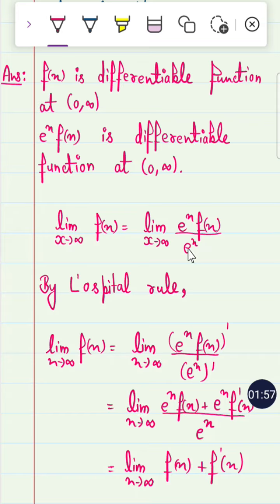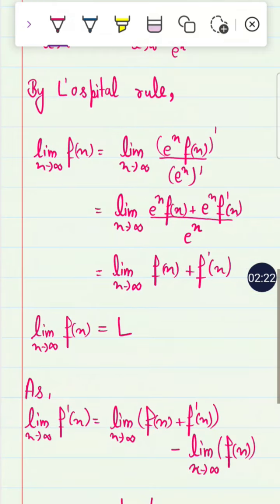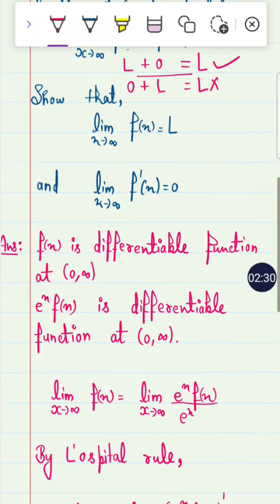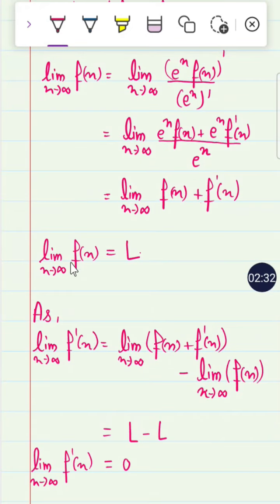How do we find the limit of this function? By taking L'Hospital's rule, it becomes e to the power x times f of x plus e to the power x times f dash of x, upon e to the power x. Then e to the power x cancels out, and this becomes f of x plus f dash of x, whose whole limit is given as capital L. So this implies that the limit as x tends to infinity of f of x equals capital L.